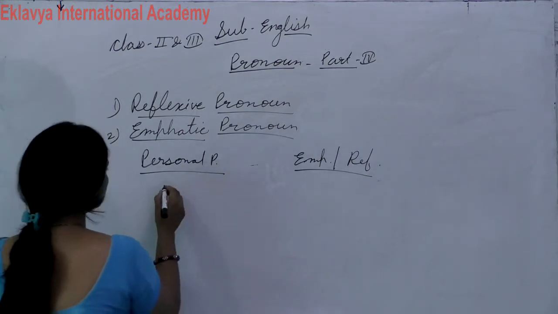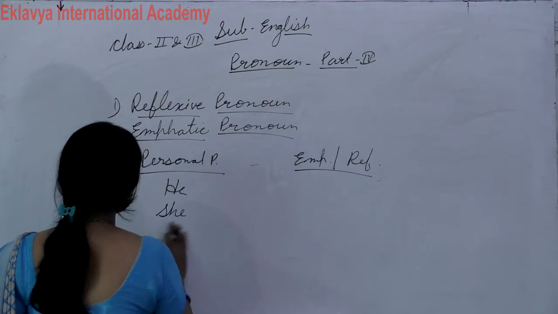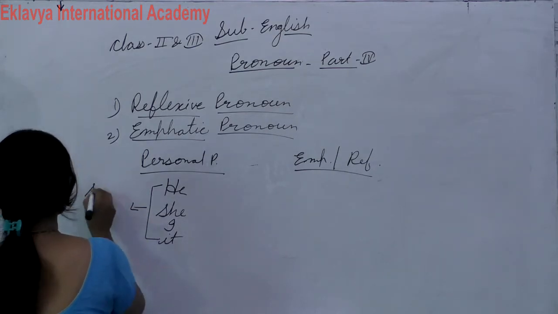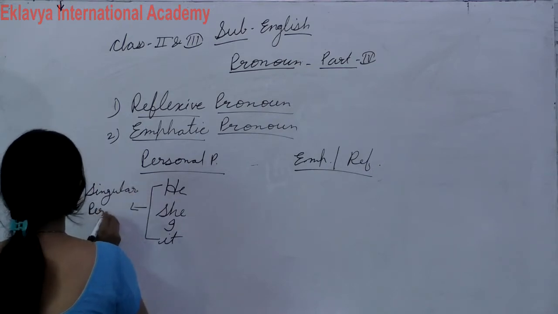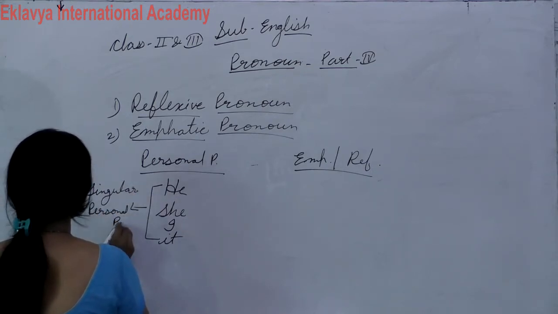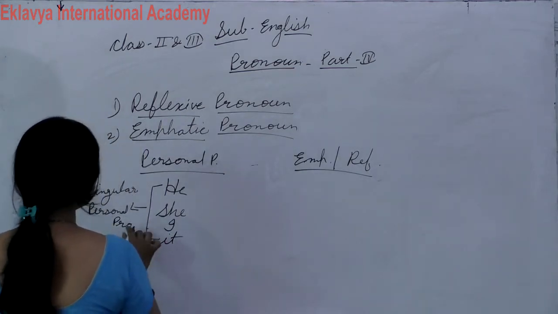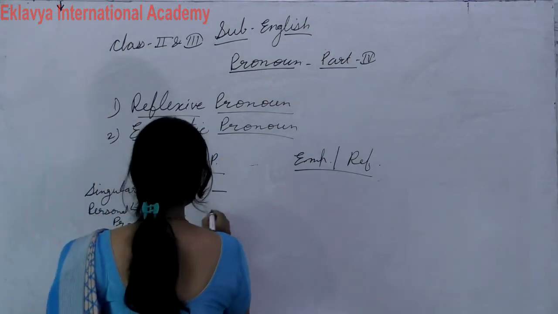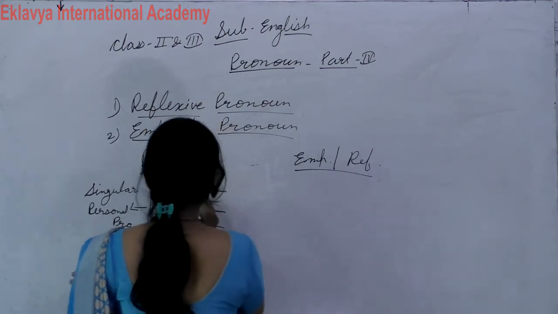Personal pronouns he, she, I, it. These are singular personal pronouns, you can say. And so how to form their reflexive and emphatic forms? So see, like he.